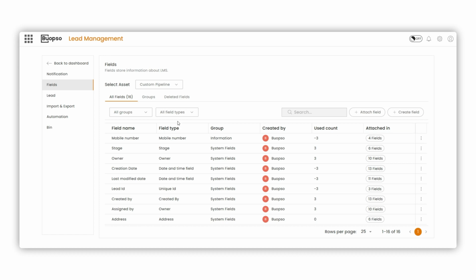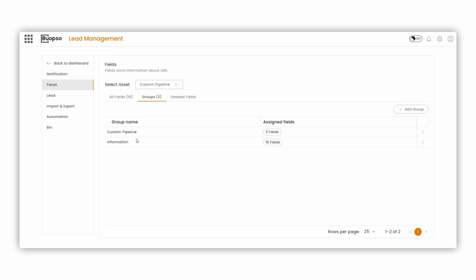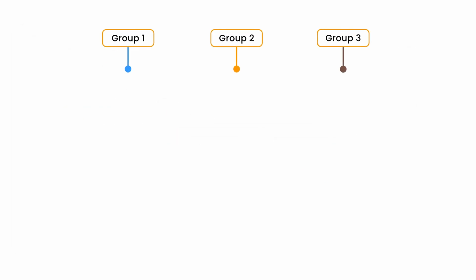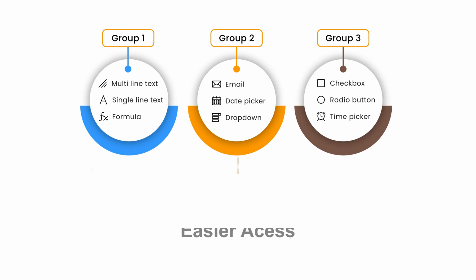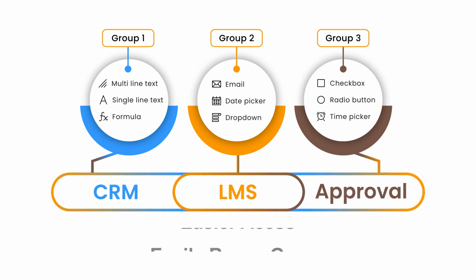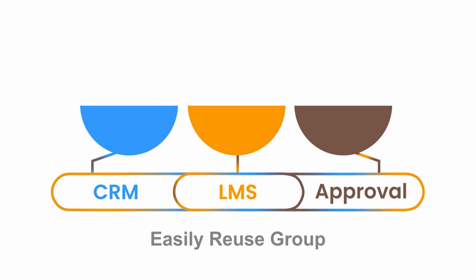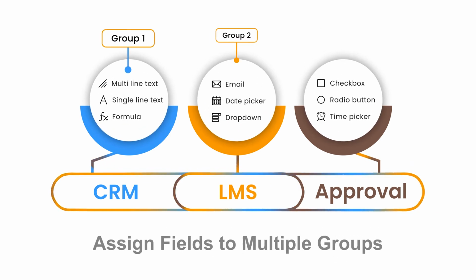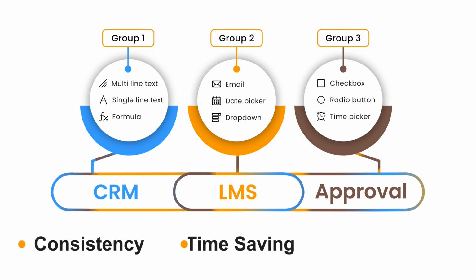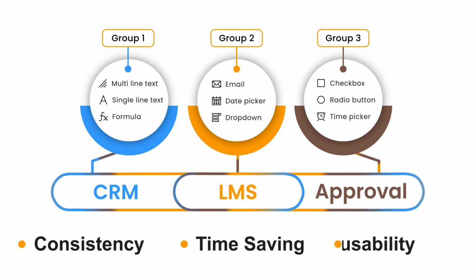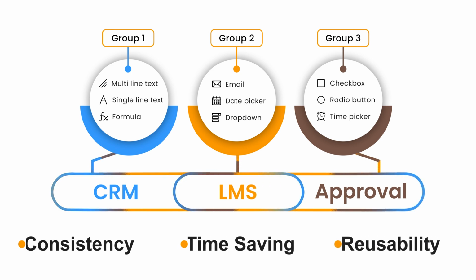You can also see Groups, a way to categorize related fields. Think of a group as a category or a collection of fields that are organized together for easier access. You can easily reuse the group whenever needed, and assign fields to multiple groups if they apply to more than one part of your process. This ensures consistency and saves time by eliminating the need to recreate similar fields in different areas.